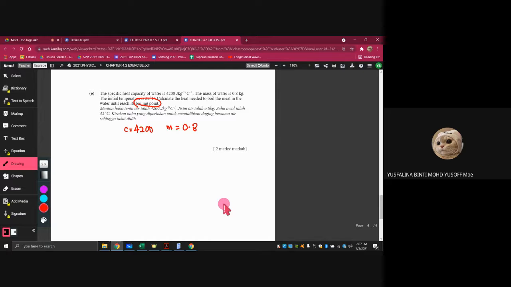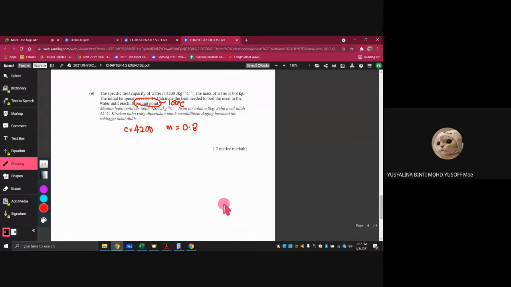So you have to find the rise in temperature. What is the rise in the temperature? So the final temperature minus the initial temperature. So what is the final temperature here? 100 degrees Celsius, right? It boils until it reaches boiling point. So what is the temperature for boiling point? 100 degrees Celsius. So 100 minus 32.